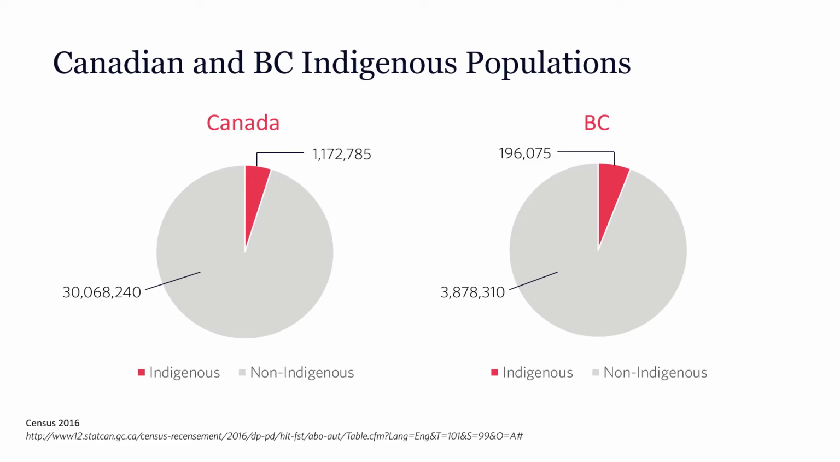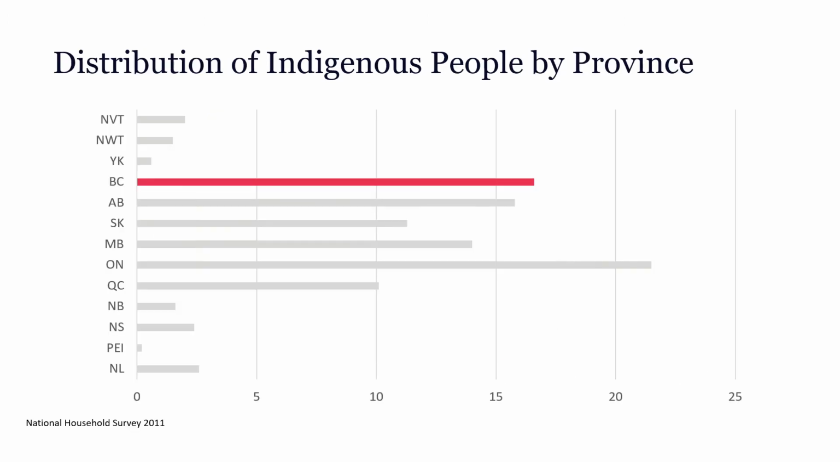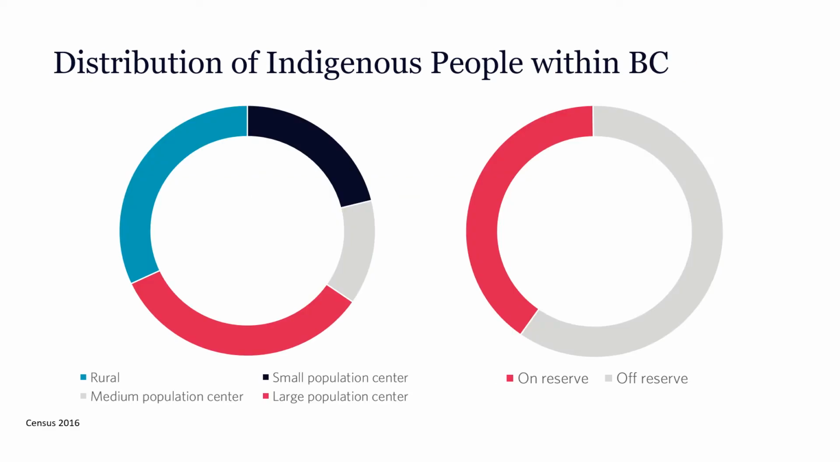Both in Canada and BC, Indigenous peoples represent approximately 4 to 5% of the population. BC has the second largest population of Indigenous peoples in Canada. In BC, about a third of Indigenous peoples live in large population centers, while a third live in rural areas. The remaining third is split between small and medium population centers. About 60% live off reserve, while 40% live on reserve.